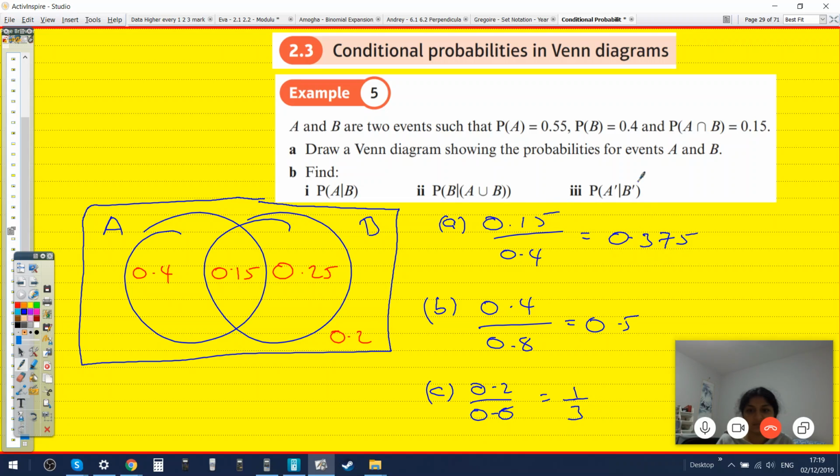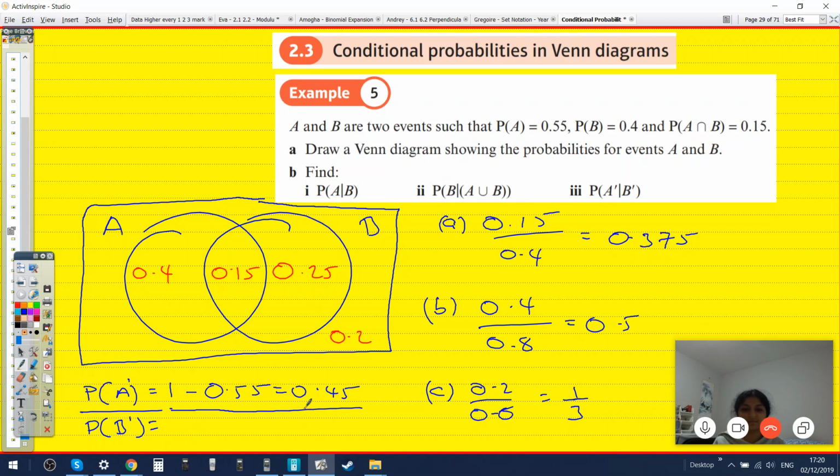How did you get the probability of not B? I just did 1 minus 0.4, which is the probability of B. How do you get the probability of not A? You do 1 minus 0.55. What do you get? 0.45. Yes. And so how will that change things? Will that change anything? Yeah, it'll be different.